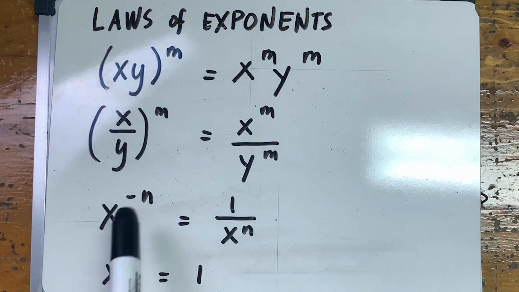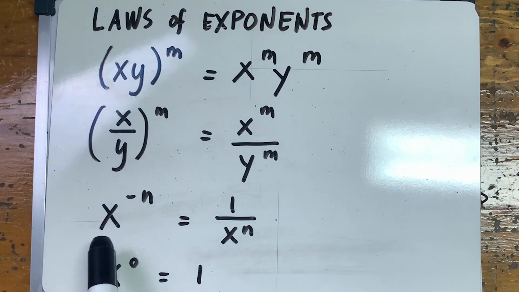Now, if you have a negative exponent, you have to get the reciprocal of this exponent. So it's equal to 1 over x to the n. This time you'll have a positive exponent. Any number or any base raised to 0 is always equal to 1.